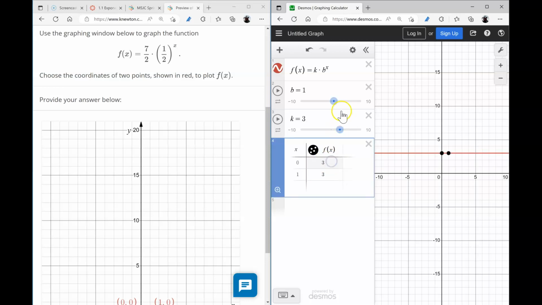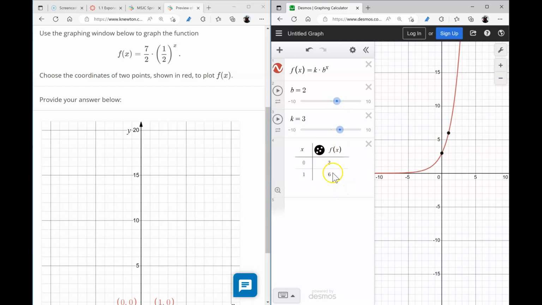so you see how I make k equals 3 and my y-intercept changes, and the output at 1 is always k times b. So if I make my base 2, then the output will be 6. So it's just simple math. When you plug in 0, b to the power 0 becomes 1, so k times 1 is k. And when x is 1, b to the power 1 is b, so f of 1 is k times b.